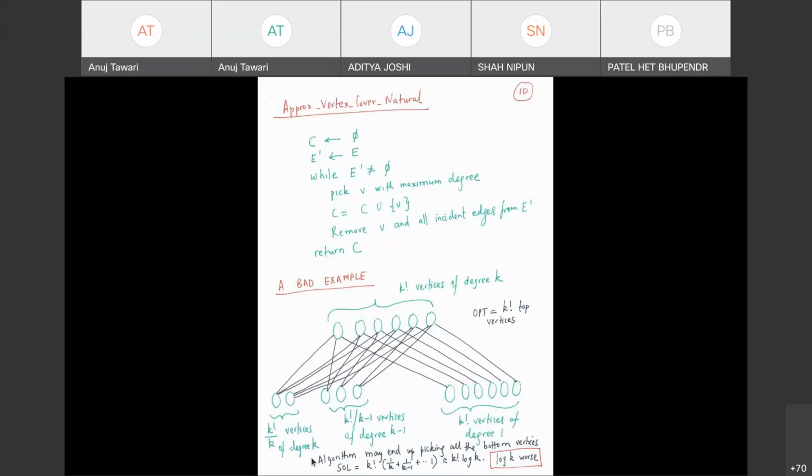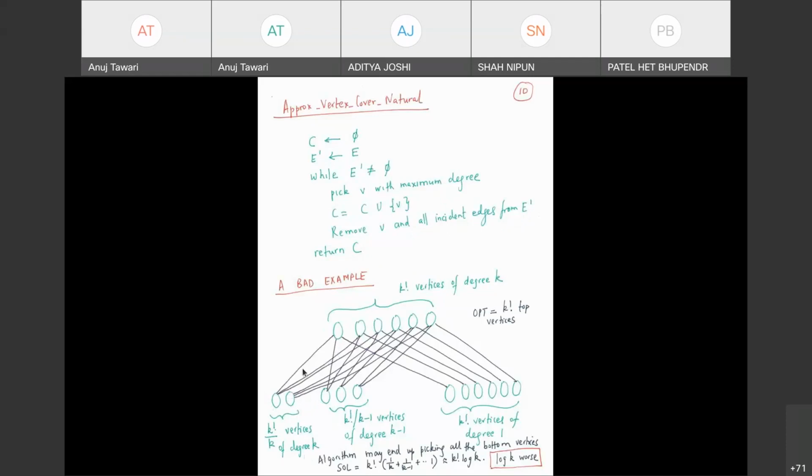Okay. So let's look at this bad example. Let's say our algorithm chooses to pick from the bottom, because the only thing it is looking at is the degree, so it doesn't know which one to pick. And let's say it picks one from the bottom. Then after that step, it will remove that vertex and all the incident edges from E prime. And let's say it has picked all the vertices at the bottom because all of them are of degree k.